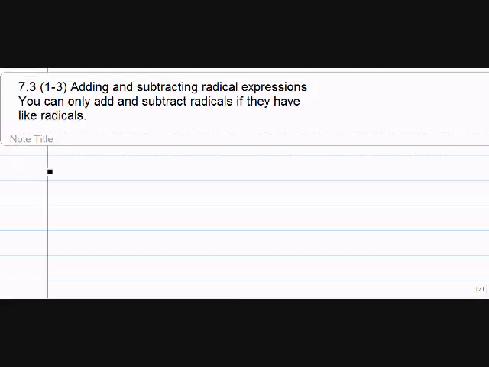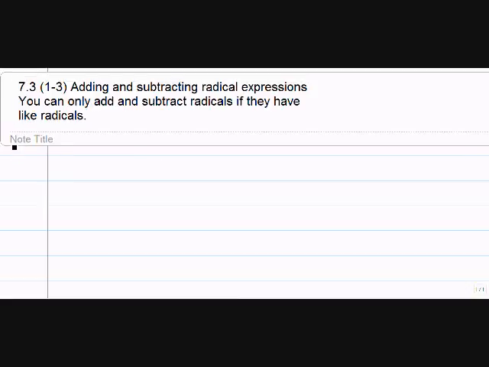Alright, so you can only add and subtract radical expressions if they have like radicals. So let me put that in writing here and show you what I mean. Like radicals. Okay, so what do I mean by like radicals?